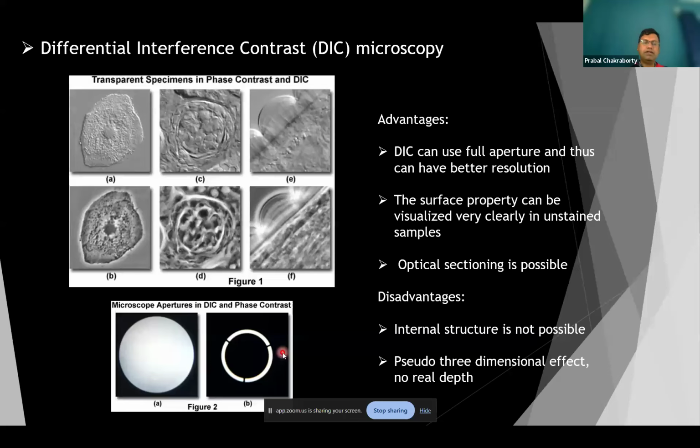But here the disadvantage is that we can't understand the internal structure that clearly, which is possible with the phase contrast. So that is the difference between the DIC and phase contrast. Based on your requirement, you can choose any of the contrast techniques, and you have to put those optical components into the light path. Then only that kind of effect will be created.